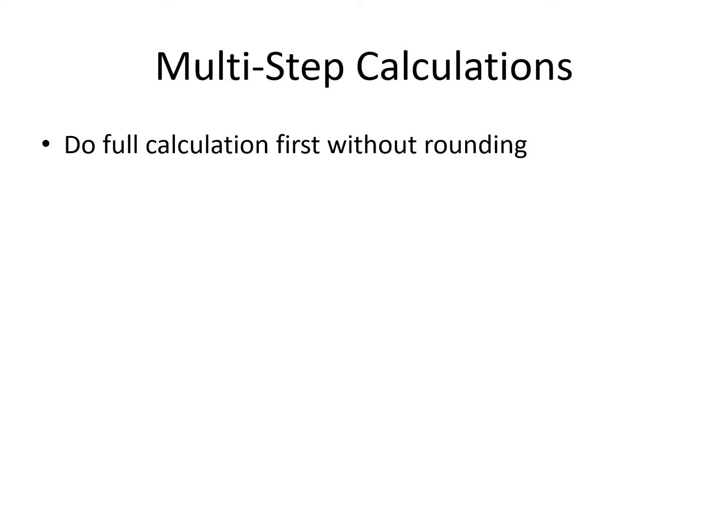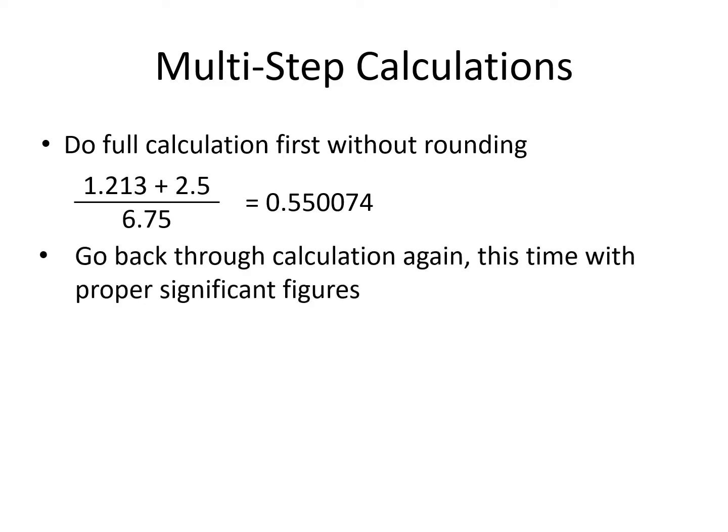To do a multi-step calculation using proper significant figures, first do the calculation without rounding. For example, we can add 1.213 plus 2.5, then divide by 6.75, and come out with 0.550074. After doing the calculation without rounding, go through it again, but this time pay attention to proper significant figures.